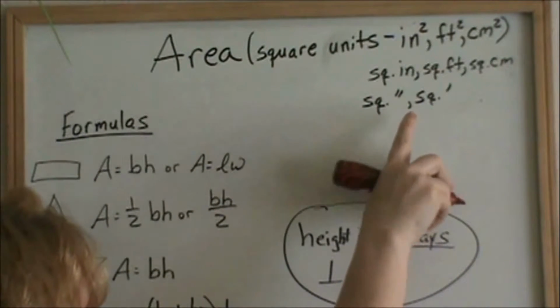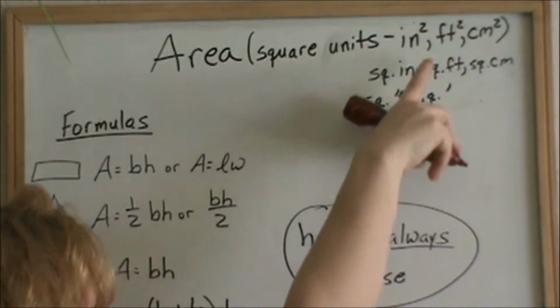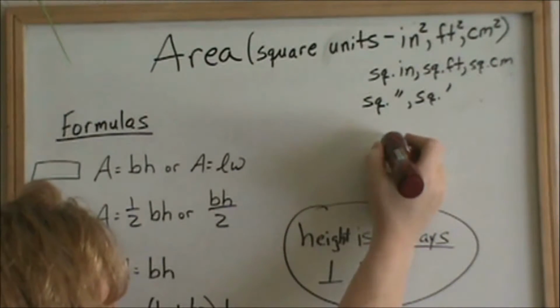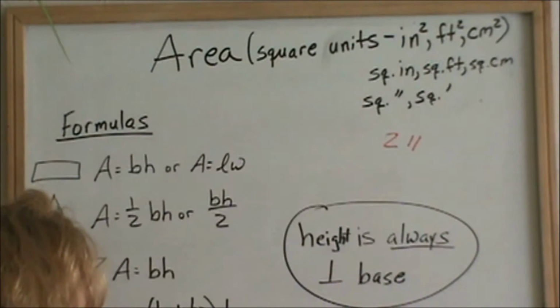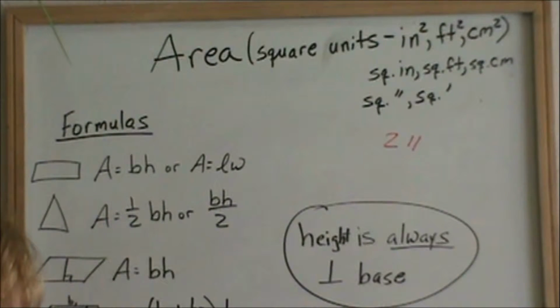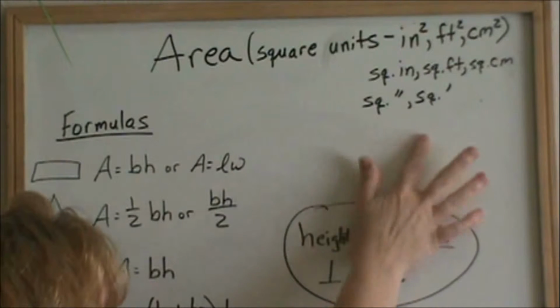The one thing that you need to know: do not combine this symbol with an exponent. You do not write square inches that way. Do not write two symbols together. One of them at least needs to be words, then the other one can be a symbol.